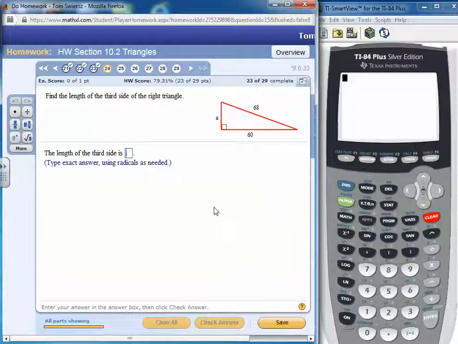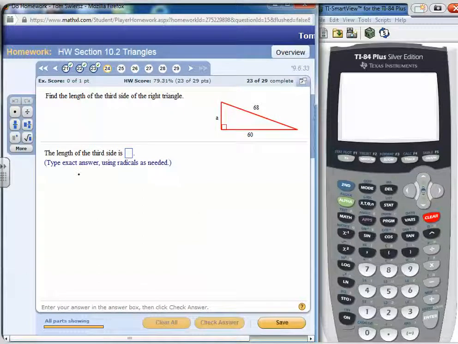Okay, find the length of the side of the right triangle. Problem number 24. Again, right triangle, we've got two sides. We can apply the Pythagorean theorem. Here's the right angle, so the 68 is opposite away from the right angle. That's the hypotenuse, right? And the two sides that form the right angle are the two legs. So that's the A and the B.